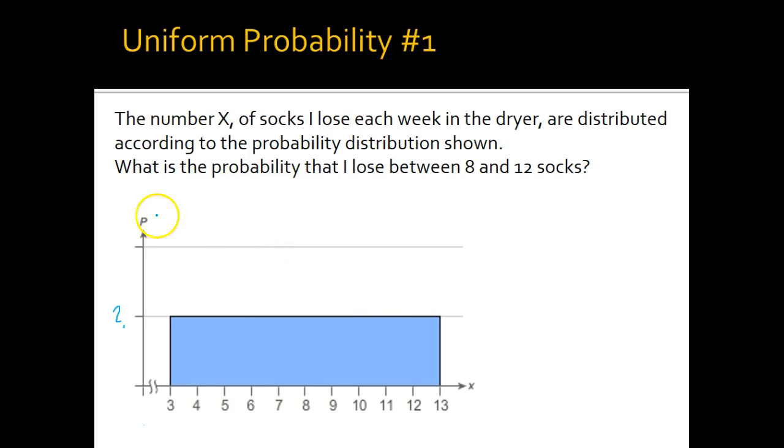So the number X of socks I lose each week in the dryer are distributed according to the probability distribution below. What is the probability to lose between 8 and 12 socks? Okay, so I actually made this question up, and now that I look at it, I realize, oops, this is not a continuous variable, because you can't lose half a sock in the dryer unless it's a really nasty dryer. So try to ignore that little mistake on my part.